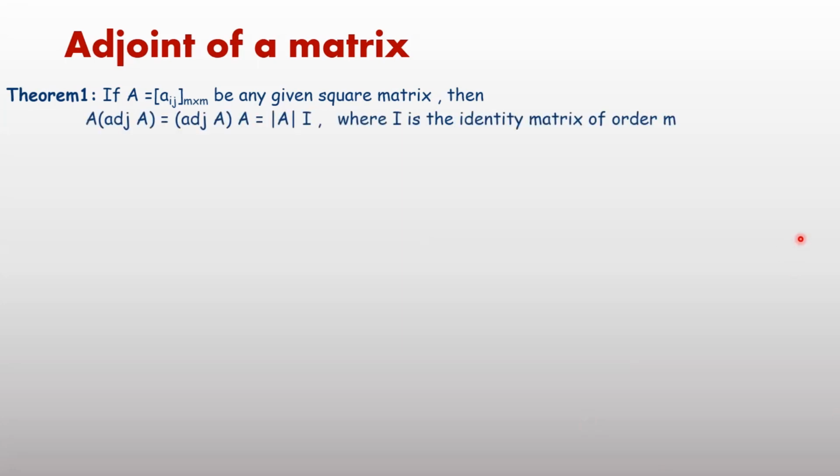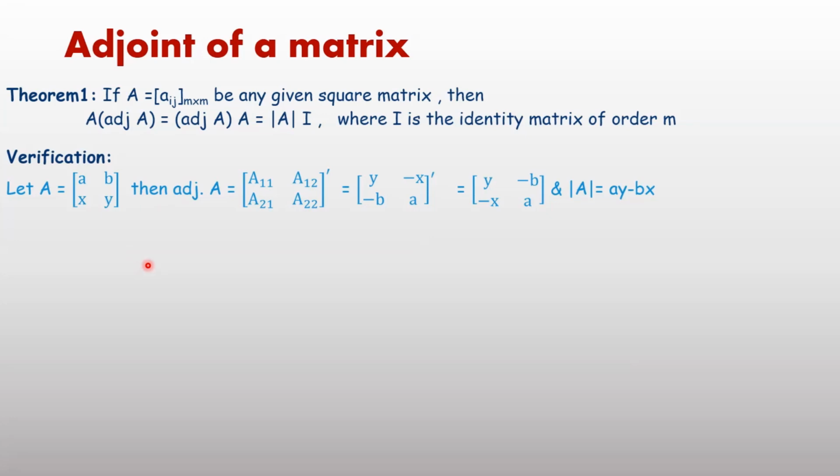Now next, adjoint of a matrix. First theorem on adjoint of a matrix. If any matrix A is given of order m by m, meaning it is a square matrix, then A into adjoint of A equals adjoint of A into A equals determinant of A into I, where I means the identity matrix of order m. You can verify this result by taking any other example.